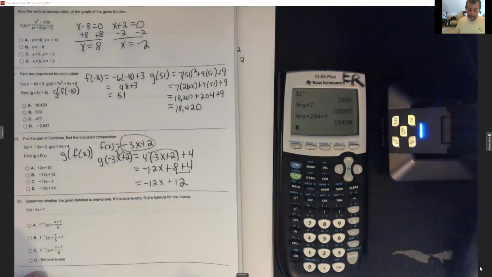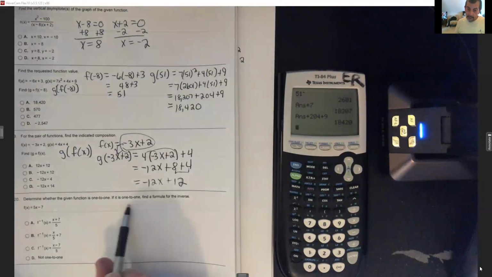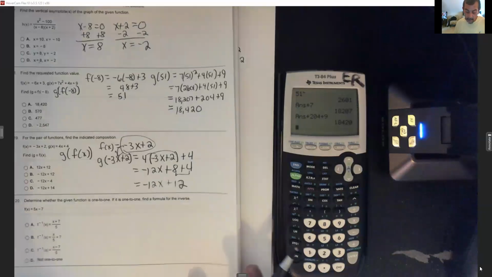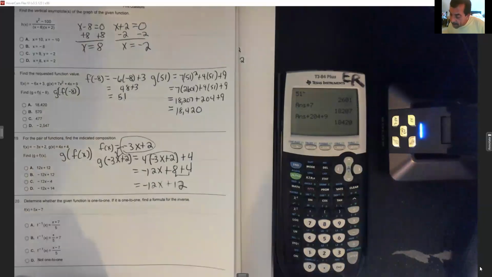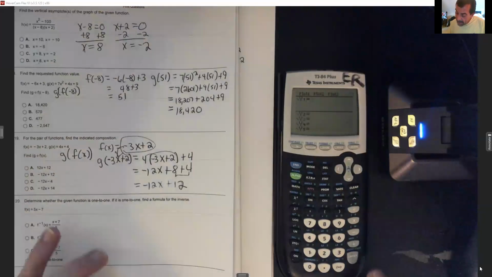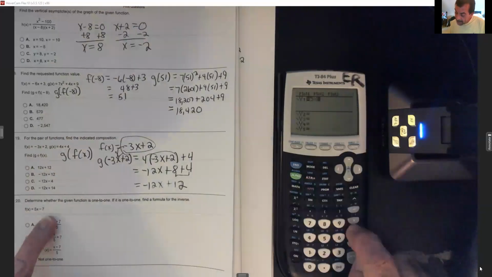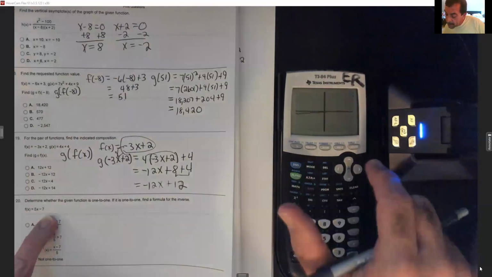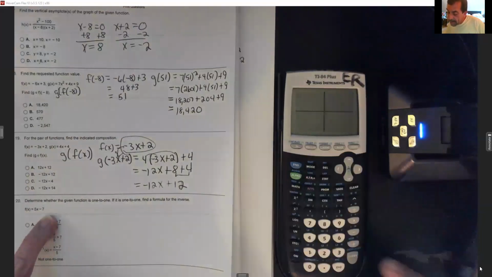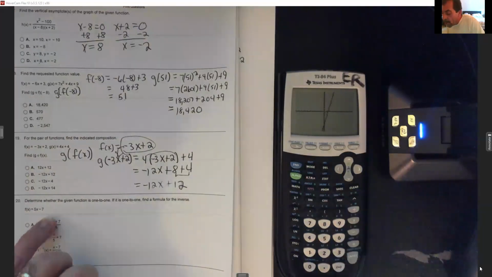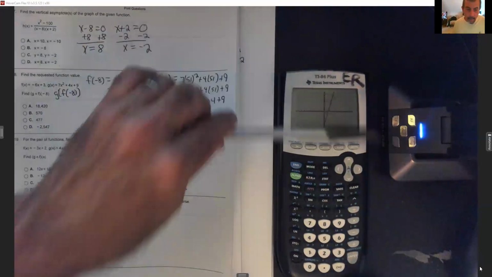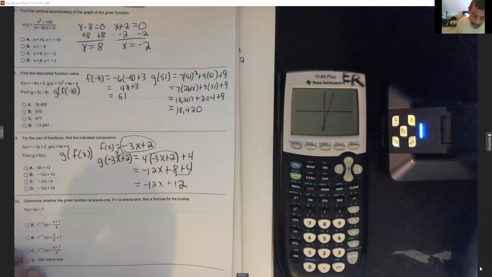All right, determine if it's 1-to-1. If it's 1-to-1, find the inverse. So let me tell you, this is going to definitely be 1-to-1. But if you wanted to graph it, put in a 5x minus 7, graph that. Let me set my window back. So let me do zoom 6 to get it on a 10 by 10. Notice that's a straight line, and the horizontal line does not cross it more than once. So it is 1-to-1. And y'all, it's going to be 1-to-1 on your test.